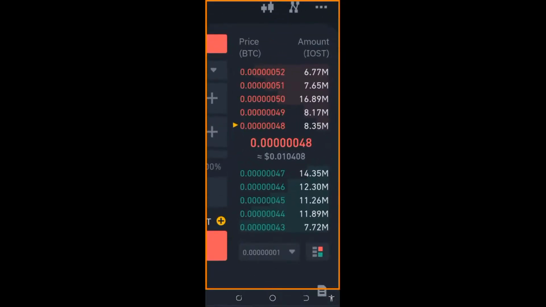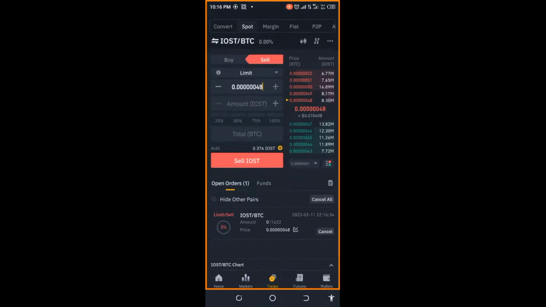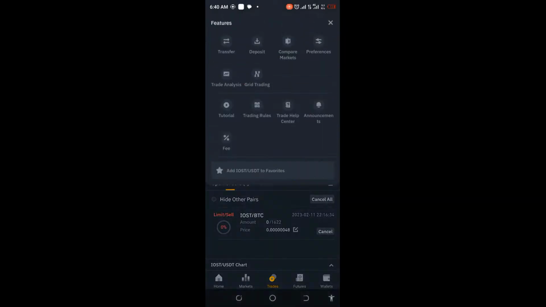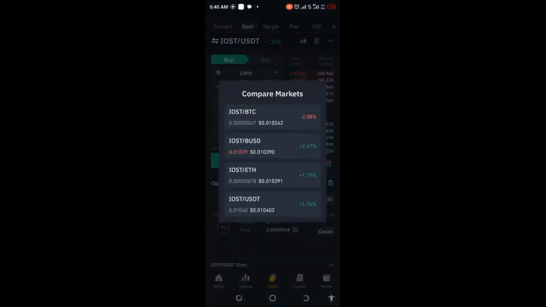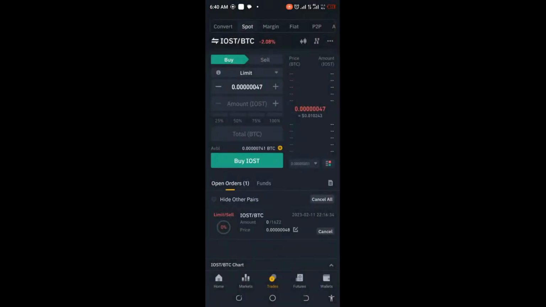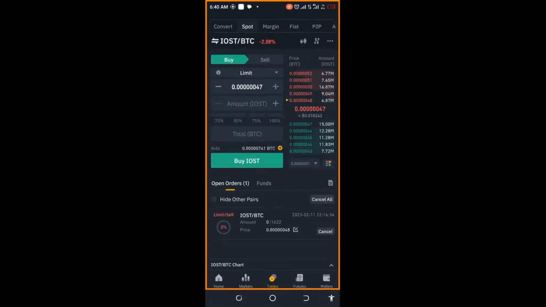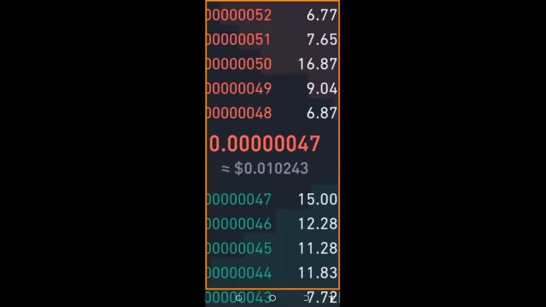And I'm curious. Let's see how this goes, and I'll be back to give you the results. See you soon. Okay, so I'm back, and currently we haven't been able to sell the IOST to BTC, probably because the price right now is quite low. And it seems like BTC has not appreciated so much.